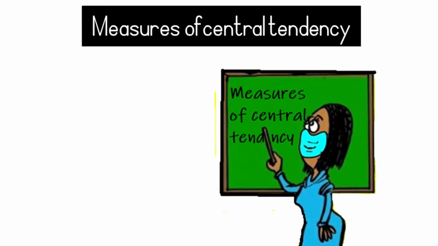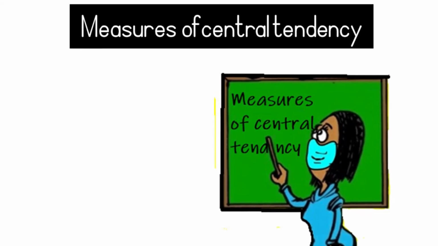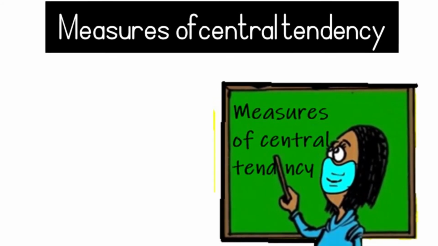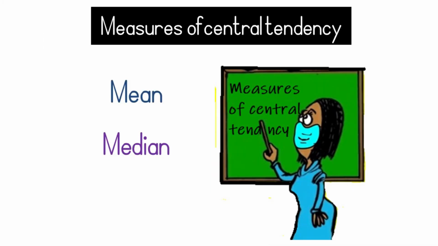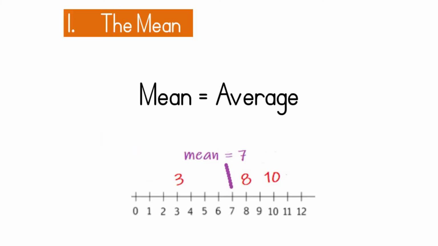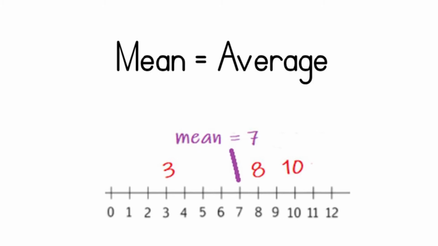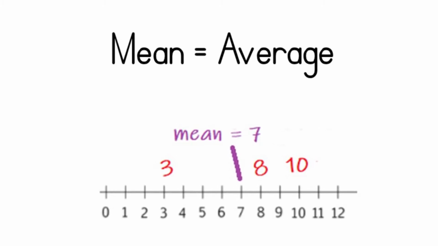In mathematics, measures of central tendency are numbers that tend to cluster around the middle of a set of values. Explain to learners that we will discuss the following 3 middle numbers: the mean, the median, and the mode. We will start with the mean. Tell the learners that mean refers to the average number of a group of numbers. Tell learners that the mean in a data set can be found when we even out the numbers.